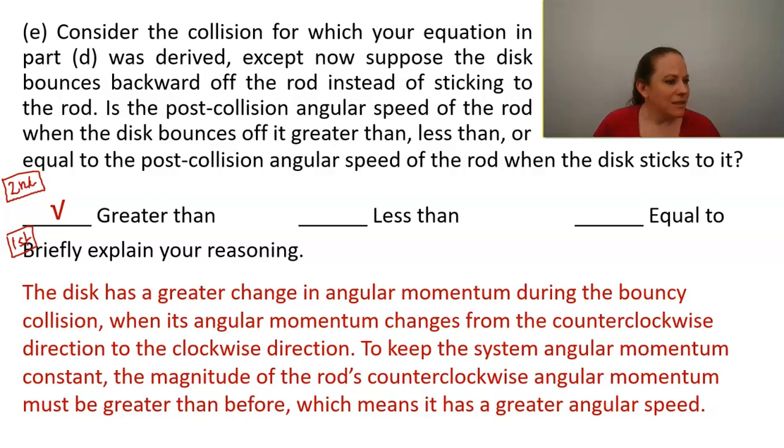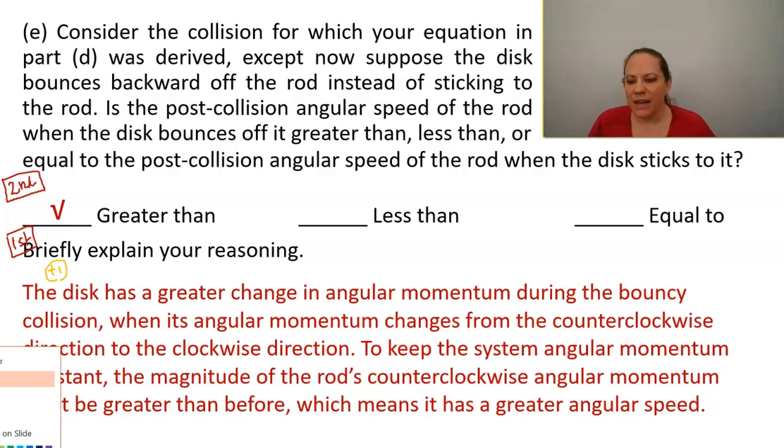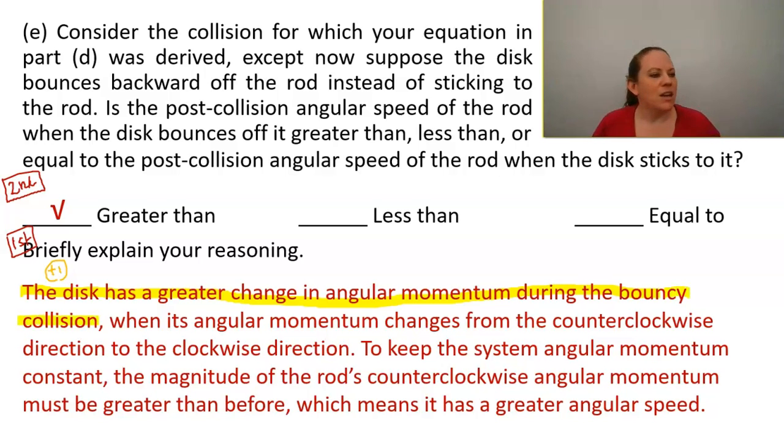And so, points here are going to be for indicating, and I'm going to use my highlighter again, guys, because it's just a little bit easier, for indicating that the disk has a greater change in angular momentum during the bouncy collision. And you can do that directly or by analogy. And you can also think of this in terms of an angular impulse.